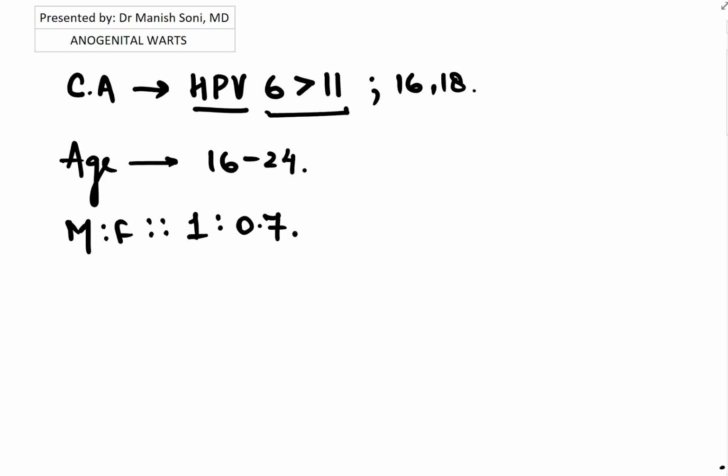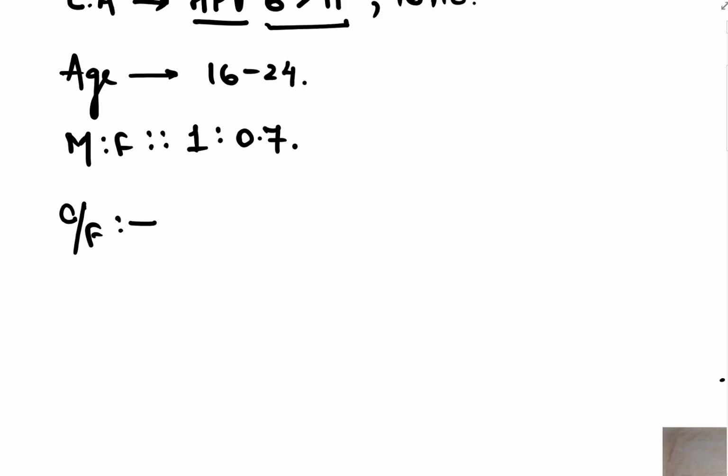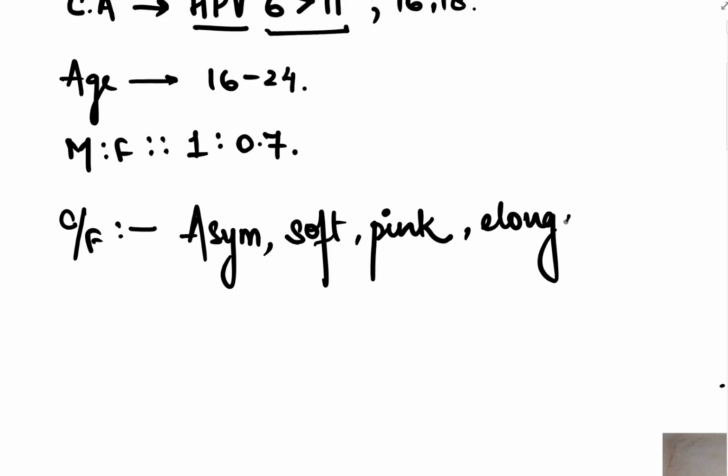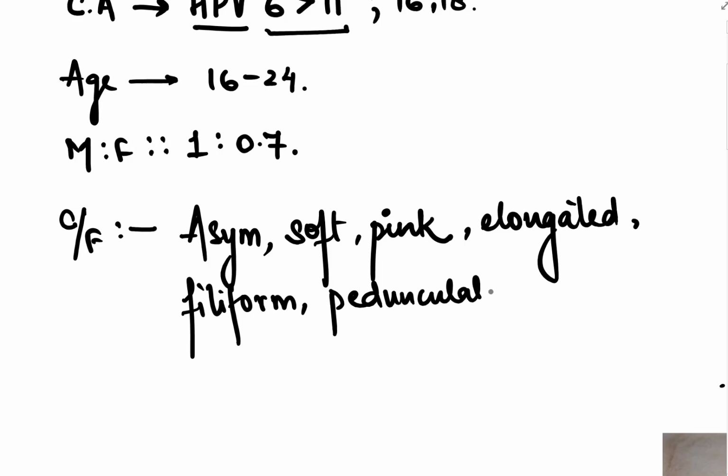Now let us talk about the clinical features. These anogenital warts present with asymptomatic, soft, pink, elongated, and sometimes filiform or pedunculated growths, commonly over the wet surface.